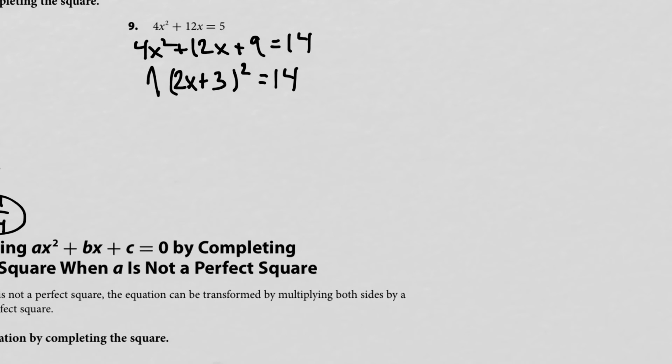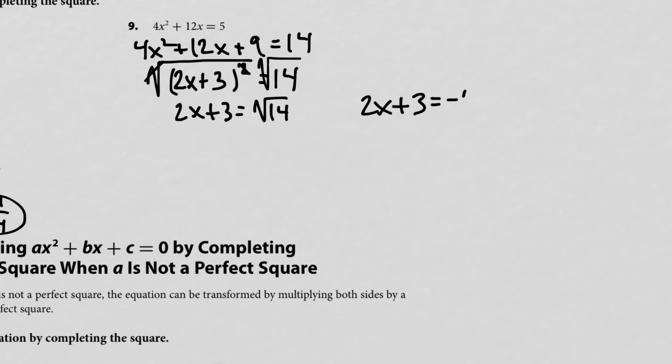Take the square root of both sides. That leaves me with, the square cancels the square root, 2x plus 3 equals, I'm going to split it up into 2 so you can see it better. Positive radical 14, but also 2x plus 3 equals negative radical 14. There's my plus or minus. I'm just splitting it up into 2 so you can see it better.